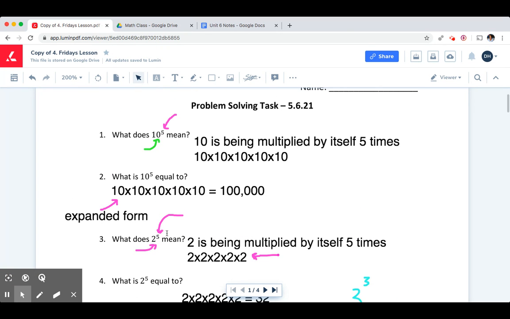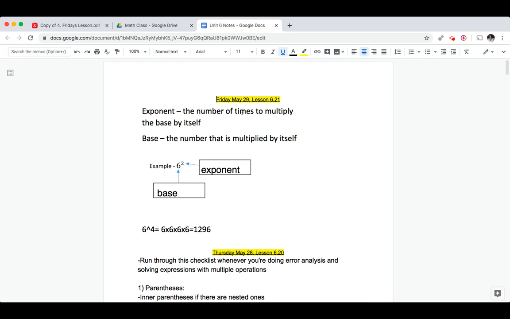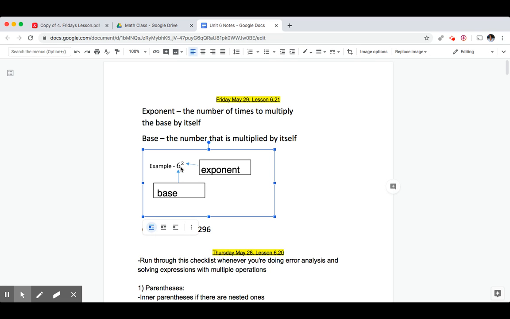We're going to take some notes on what we just went over before we move on to practice problems. For today's notes, we learned that an exponent is the number of times to multiply the base by itself, and the base is the number that is being multiplied by itself. For example, 6 to the power of 2. 6 is the base, 2 is the exponent.